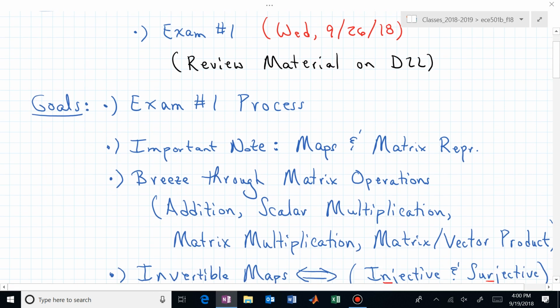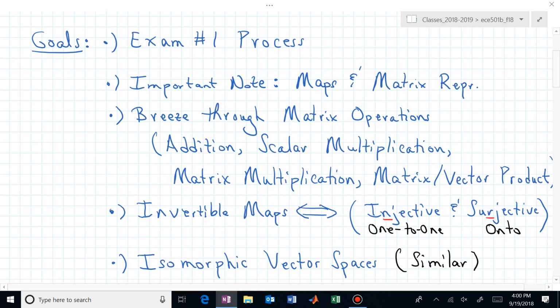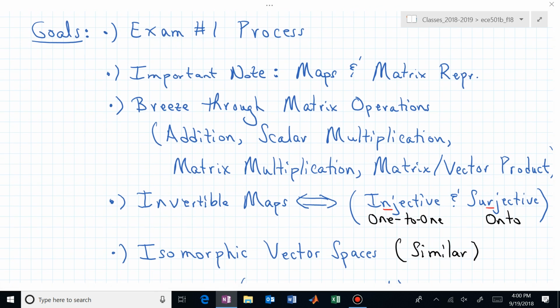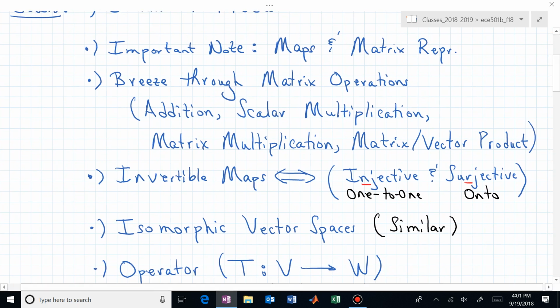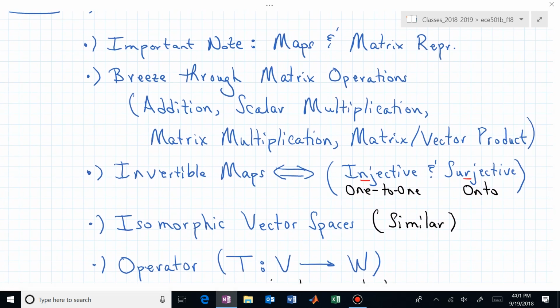Review material is on D2L, and I hope to tell you a little bit about the process for exam number 1 at the beginning of this class. But if you've looked at previous exams, it's stated, I hope, on the front of those exams as far as what you are responsible for or what to expect.